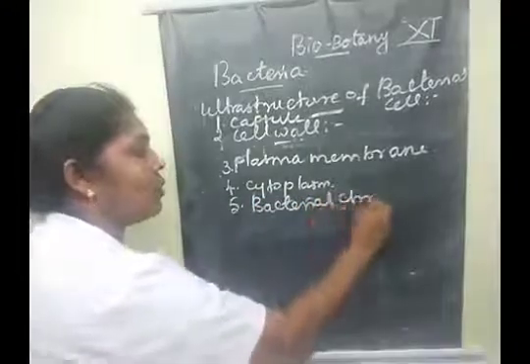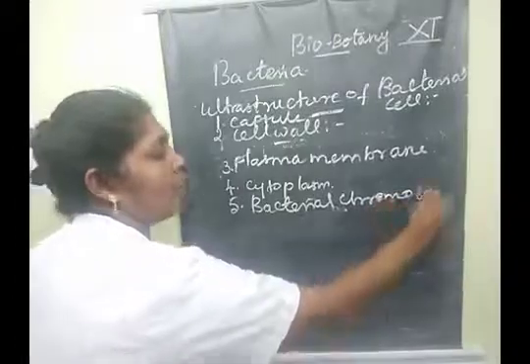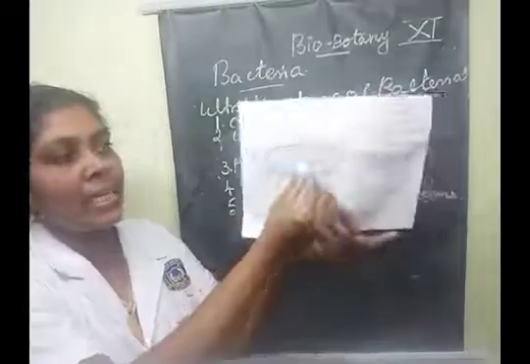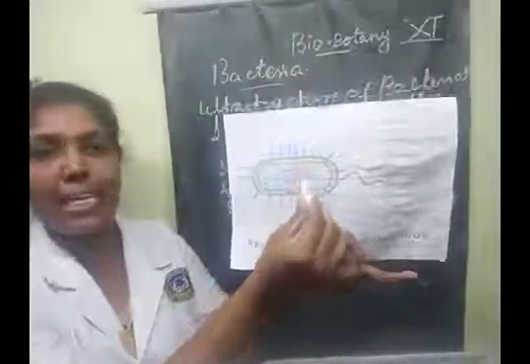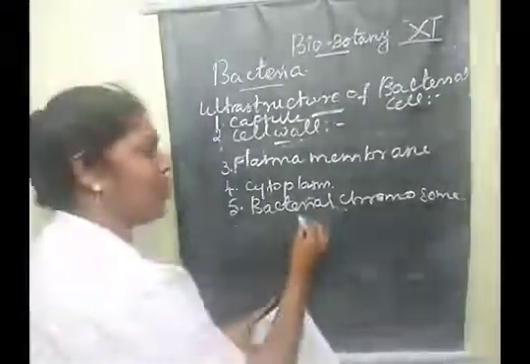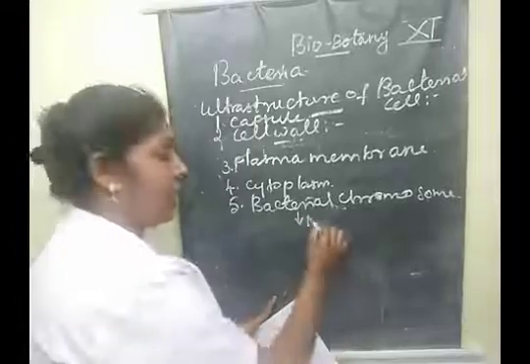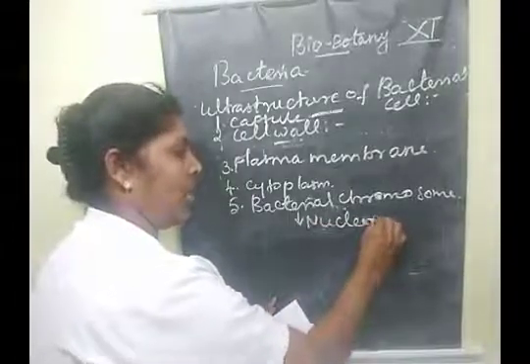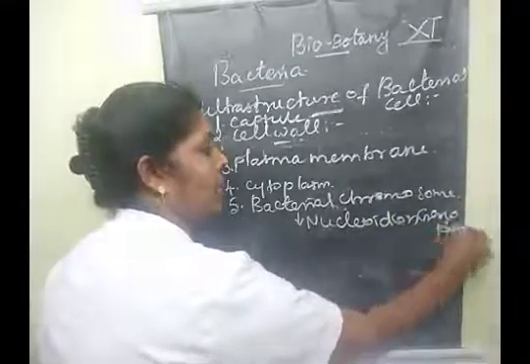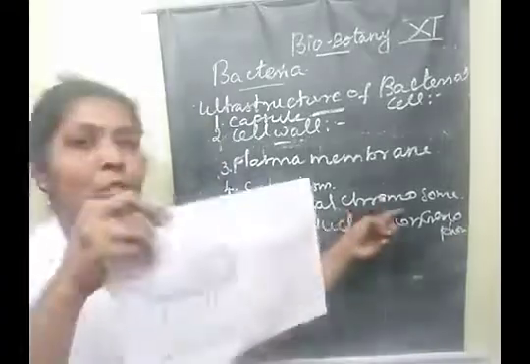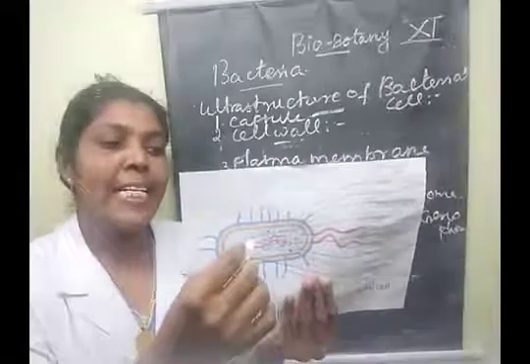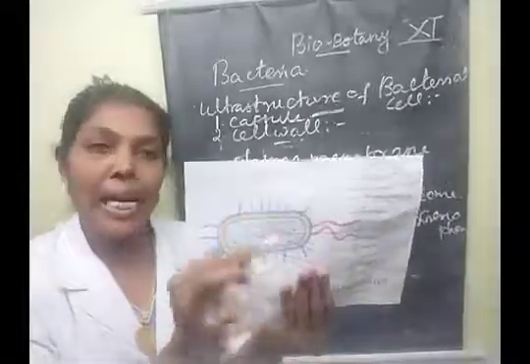Next one is the bacterial chromosome. In the center region, the red color represents the bacterial chromosome. What is meant by nucleoid or genophore? This is one of the two-mark questions. Clear? Yes.